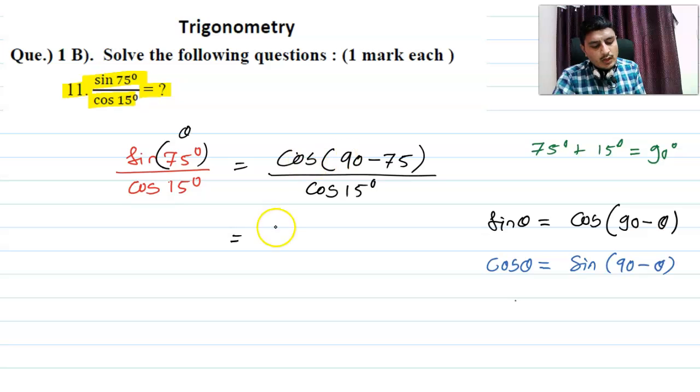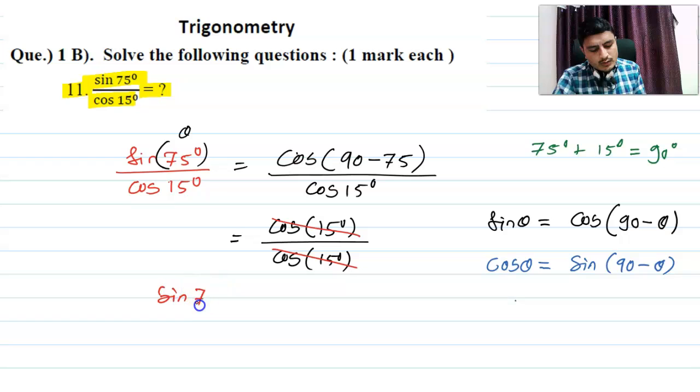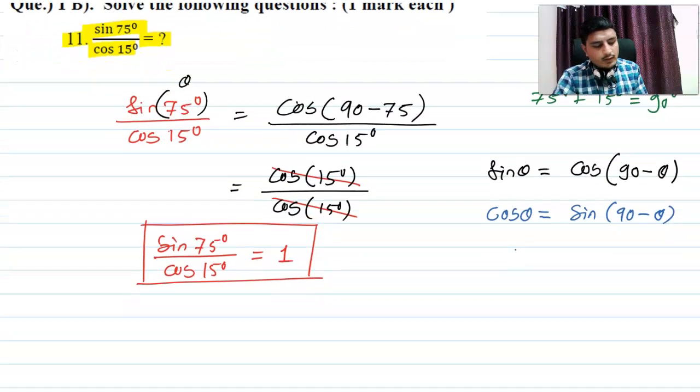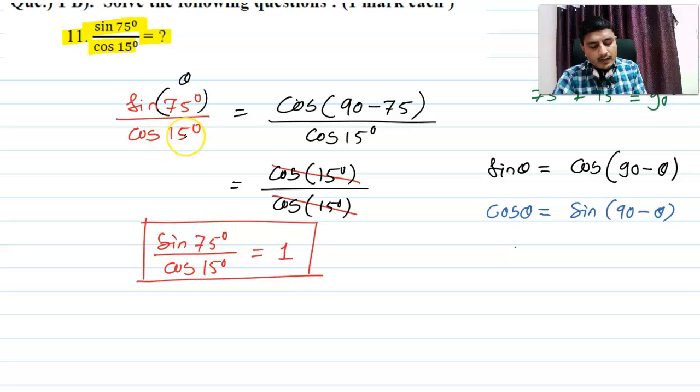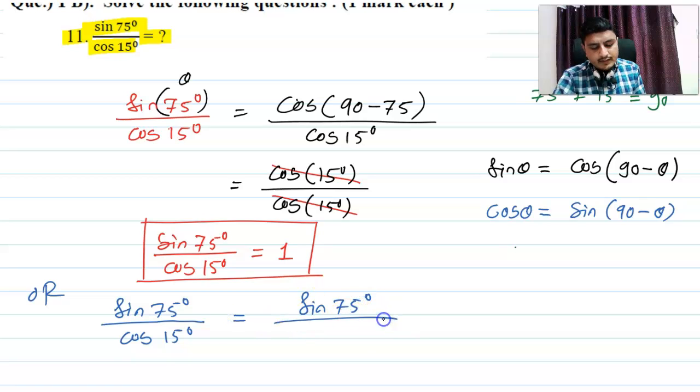So that is equal to cos of 90 minus 75, which becomes 15. So cos 15 degree divided by cos 15 degree. Cos 15 degree from numerator and denominator gets cancelled. So the value of sin 75 degree divided by cos 15 degree is equal to 1. You may choose to convert the denominator, that is the cosine angle, in terms of sine theta. So we have sin 75 degree divided by cos 15 degree, and we keep sin 75 degree as it is and try to convert the cosine angle in terms of the sine angle.